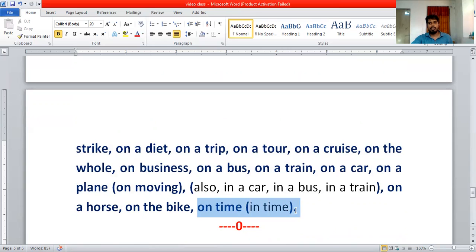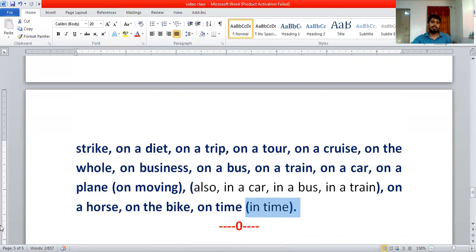I reached the station in time. I reached the meeting in time. I reached my class in time. In time means the previous time, before the scheduled time. And on time means the exact time that is scheduled, that is fixed for class, for meeting, for the train. And in time means before that on time.